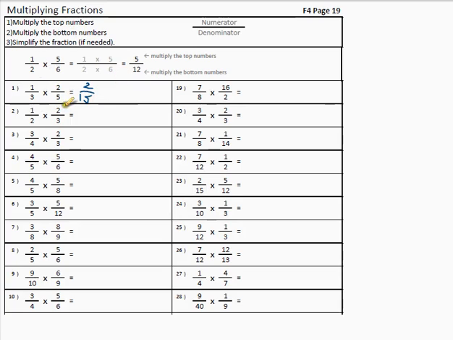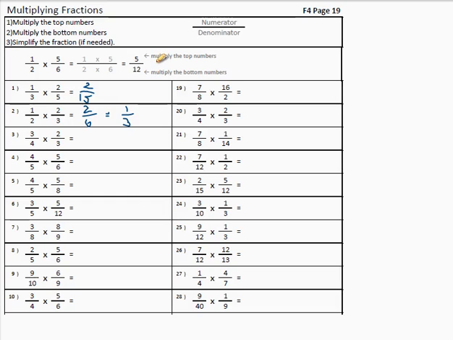Now what would the next one be? 1 times 2 is 2. 2 times 3 is 6. But now you see that isn't in the simplest form, so I have to go and simplify this. In other words, halve both of them, 1/3. Okay, do you want to pause the video and do the rest?